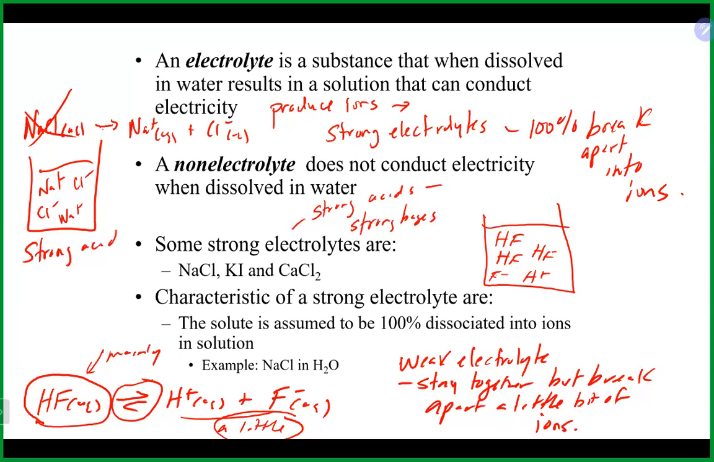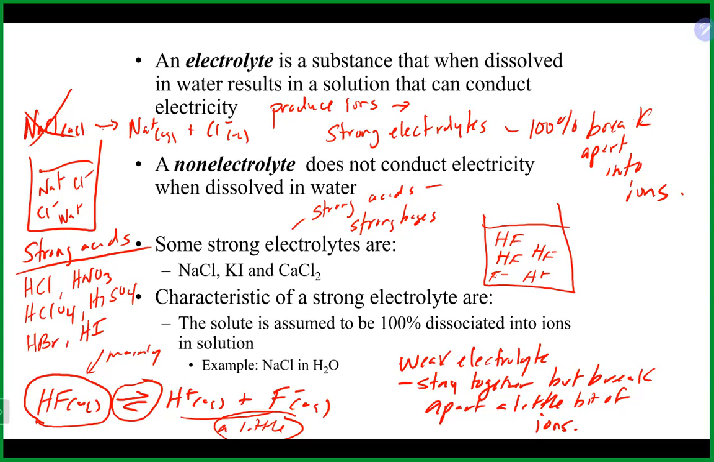Strong acids, I kind of put a list of some of those, which is a good list to know: hydrochloric acid, nitric acid, perchloric acid, sulfuric acid, hydrobromic acid, hydriodic acid. So this list of 6 strong acids are very common strong electrolytes that you come across. They will completely break apart.